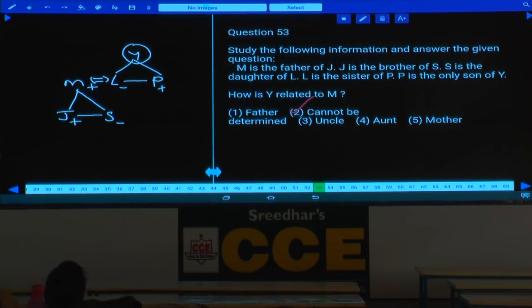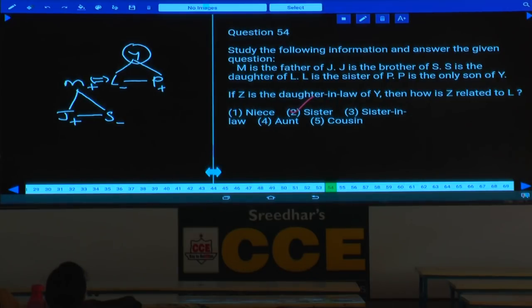Then question number 54. In this question, if Z is the daughter-in-law of Y, daughter-in-law of Y means Y's son's wife must be Z. Who is the son of this Y? P. Now Z is the daughter-in-law of this Y.